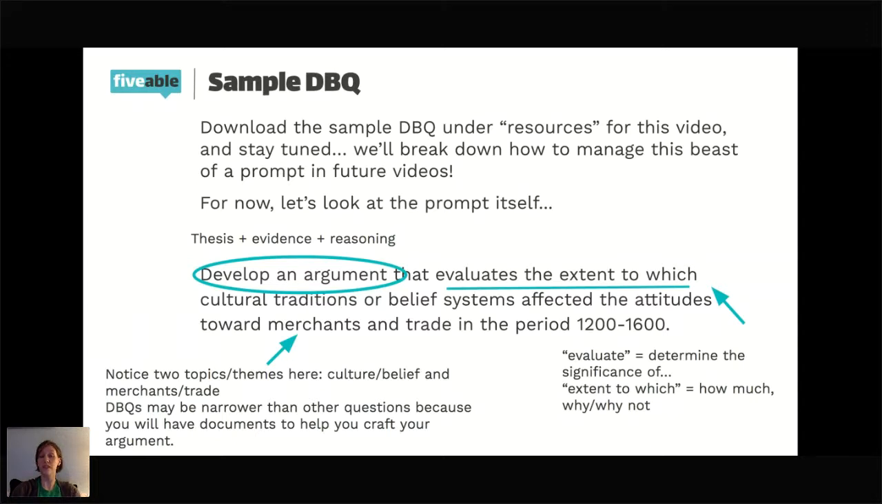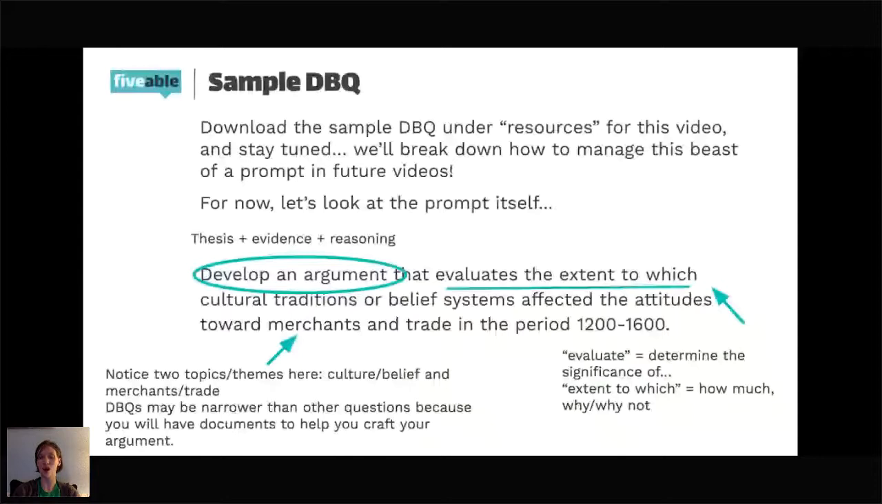Okay, so 1200 to 1600, we're in the Middle Ages in Europe. We've got kings and queens, sure. Belief systems. What are some of the cultural traditions or belief systems, hint, hint, that we might expect to think about if we're thinking about Europe? Because we've thought about China, we've thought about the Middle East and the Islamic world. What about in Europe?